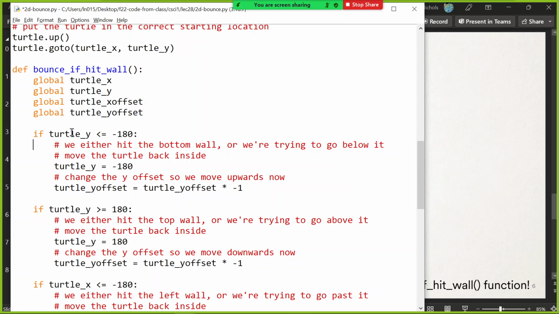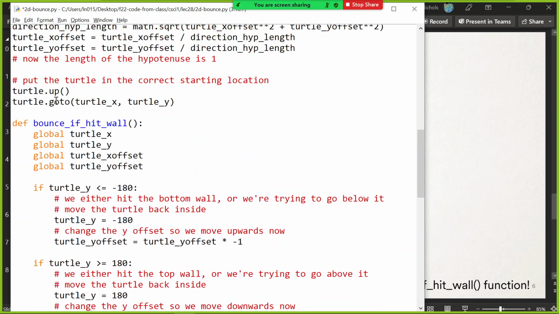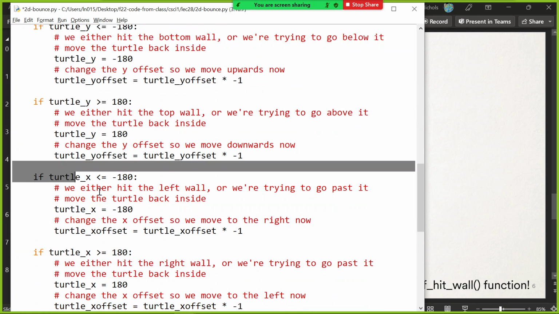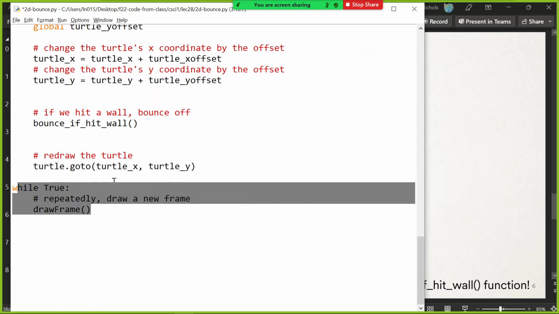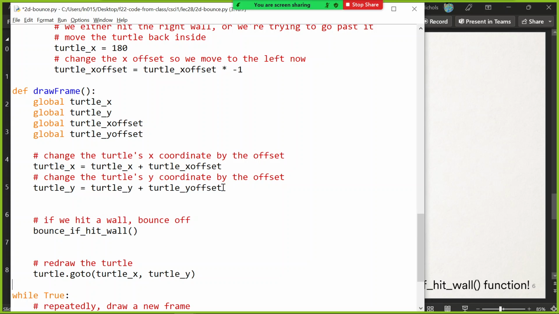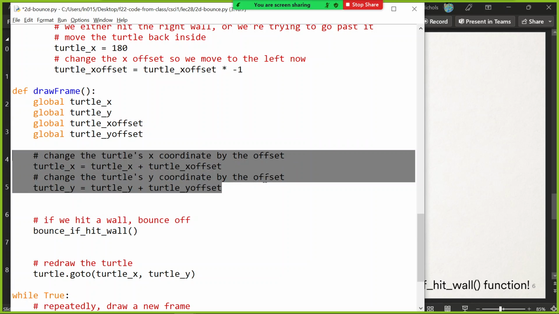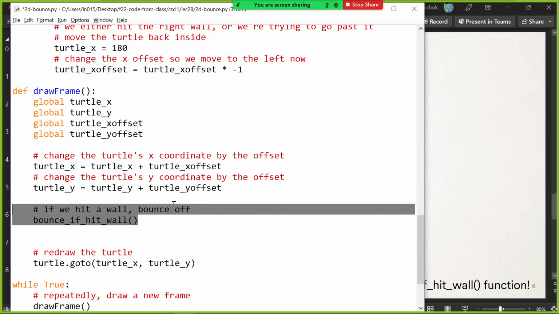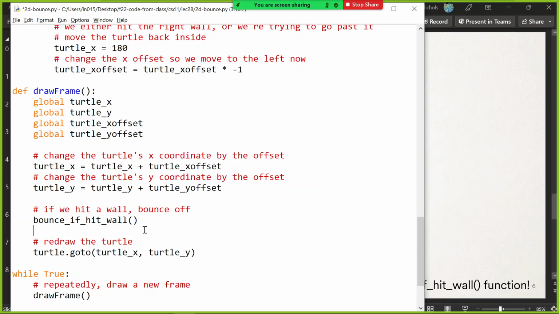So yeah, that's the bouncing. Bounce if hit wall, deal with that up in this function. And so now in draw frame, which we do repeatedly, while true draw frame, it's just, all right, manipulate the X and the Y by the current offset. Maybe that wasn't correct because we just hit a wall, bounce off of it if we did. Okay, and so that changes nothing about our program, it just makes it cleaner. That's a good programming practice.